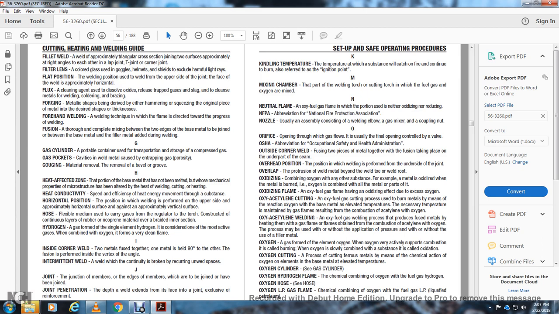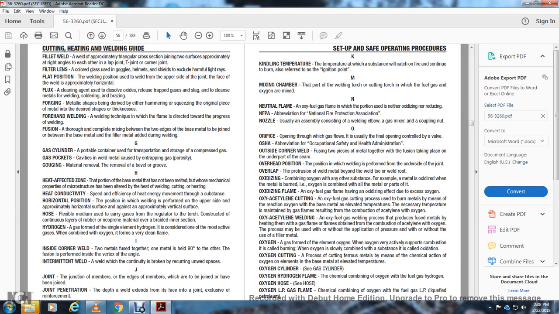Forehand welding: a technique with the flame directed ahead toward the progress of the fusion, although complete mixing occurs between the two edges of the base metal to be joined, and between the base metal and the filler metal added during the welding. Gas cylinder: a portable container used for the transportation and storage of compressed gas. Gas pockets: cavities in the welded metal that can be caused by entrapping gas, porosity. Gouging: material removal to make a bevel or groove.